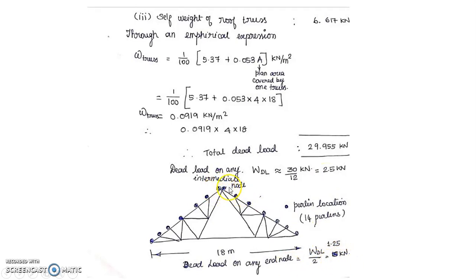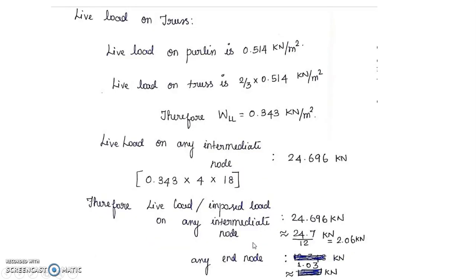But when I'm coming to this ridge point, here I'm adding half the load and the other half the load and making it as one load at this ridge point. This is about the distribution of dead load on the roof truss.